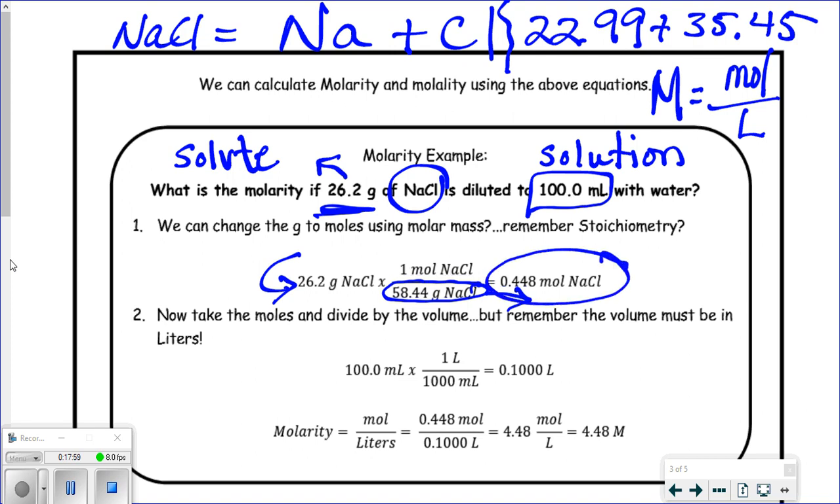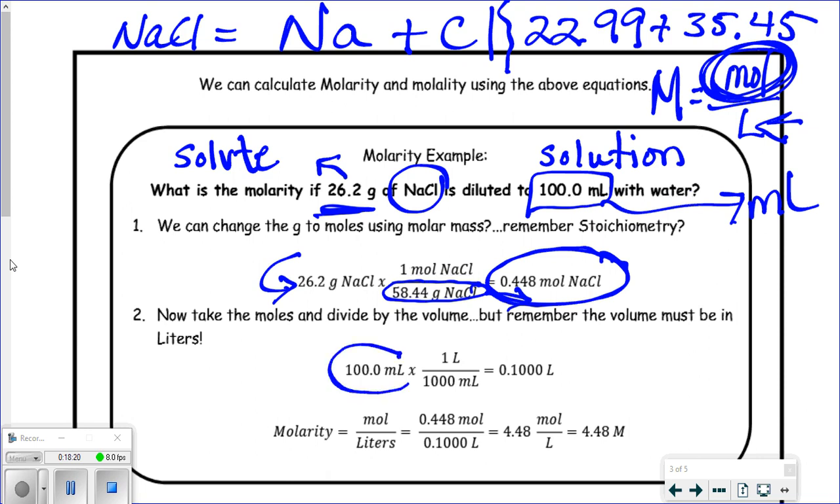Once I have moles of the solute, okay, that's what I'm going to plug in for this guy right here. Okay, so I had to get that moles. Now remember, I need liters, but my question gave me milliliters. So I'm going to have to convert that. So I have my 100 mils.